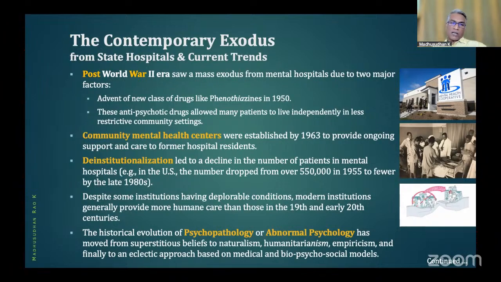So the historical evolution of psychology and psychopathology or abnormal psychology has moved from superstitious beliefs to naturalism, humanitarianism, empiricism, and finally to an eclectic approach based on medical and psycho-social models.